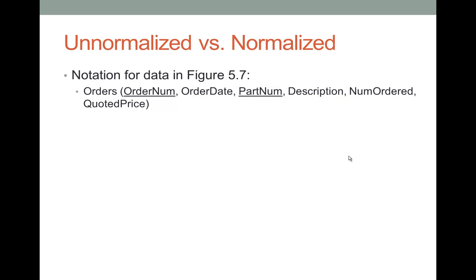So again, when we back it up a minute and take a look at the data notation in figure 5.7, that is the table that's met first normal form, but it hasn't met second normal form. Our primary key is the combination of order number and part number, but order date is dependent on order number. Description is dependent on part number. Therefore, we have fields that are dependent on only part of the primary key.